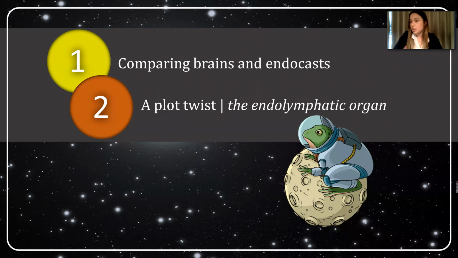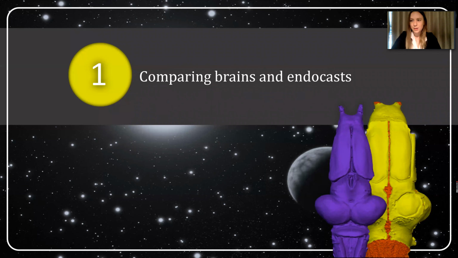So I want to take you on two different legs of this journey. The first is looking at some data to see how well brains and endocasts actually match up to each other. The second is a plot twist in the form of the endolymphatic organ. More about this later. All right, so let's go embark on the first leg of our journey through endocranial space, comparing brains and endocasts.